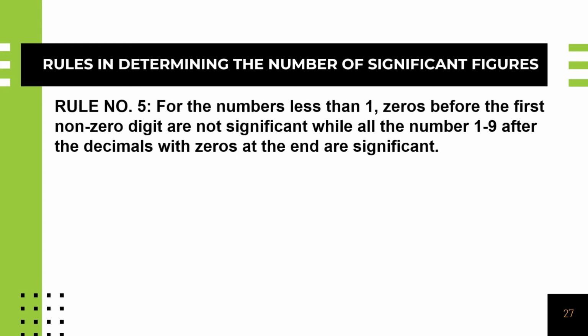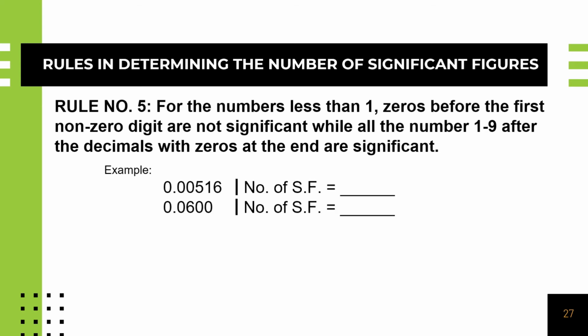For the numbers less than 1, zeros before the first non-zero digits are not significant, while all the numbers from 1 to 9 after the decimal with zeros at the end are significant. Example niyan, 0.00516. Number of significant figures is 3 only. So, bakit naging 3 yan? Dahil wala tayong zeros na significant here at kaya naging 3 lang ang significant figure natin.